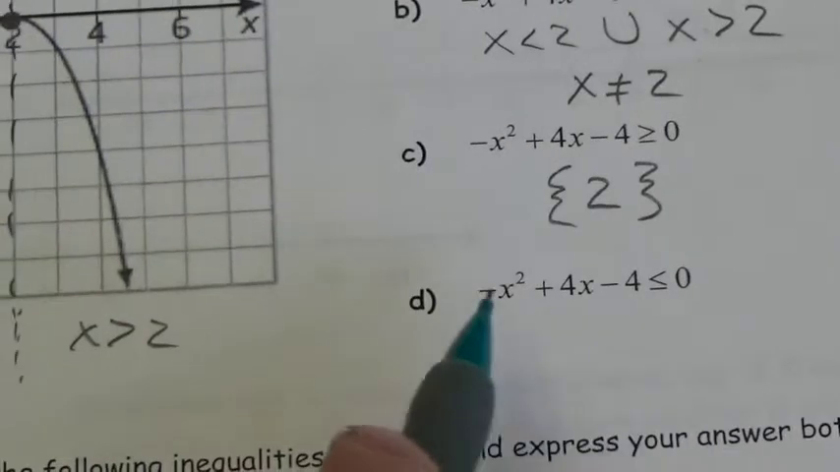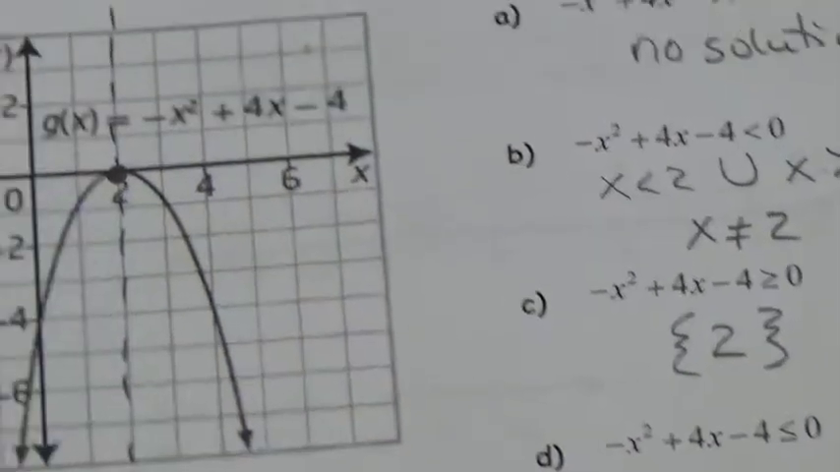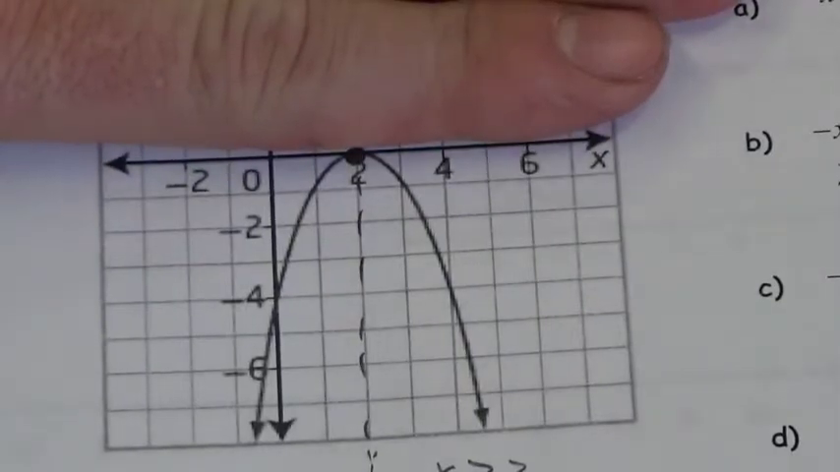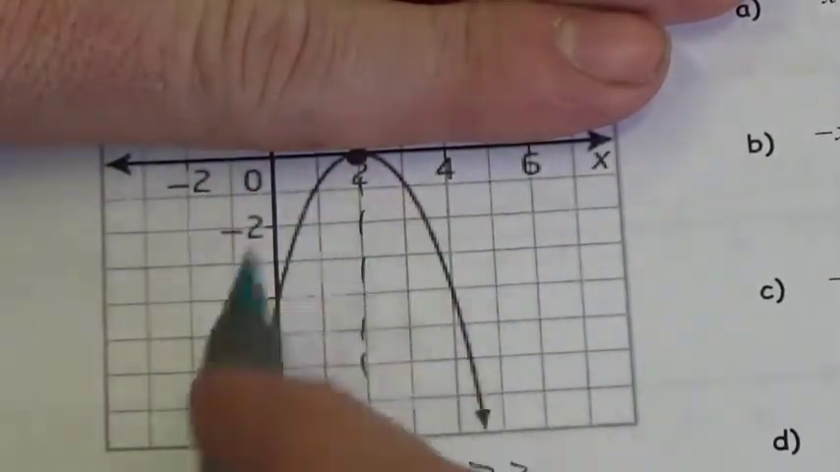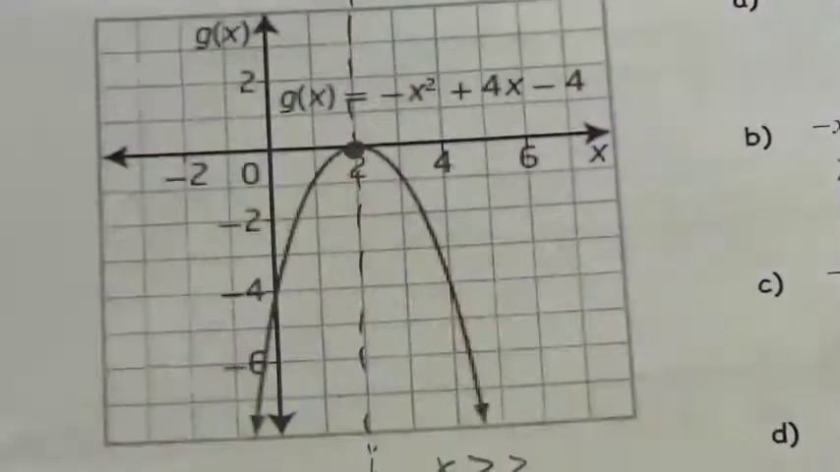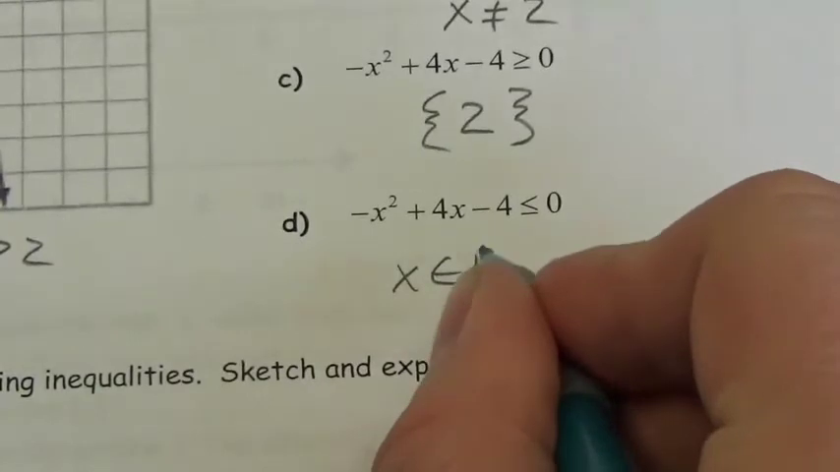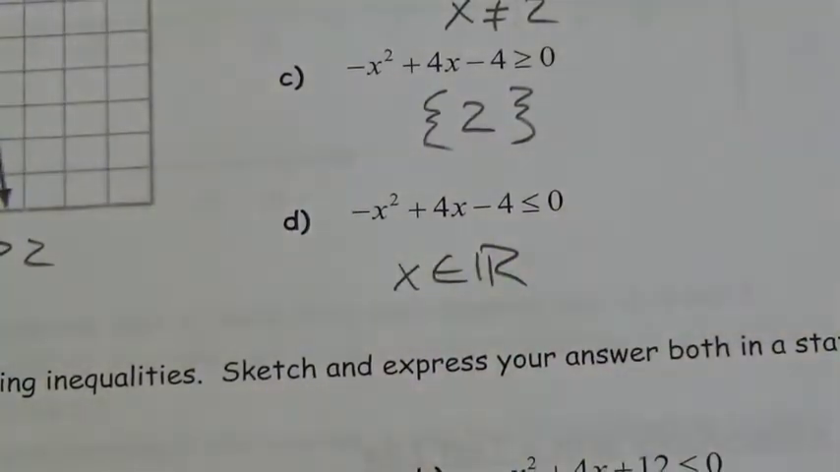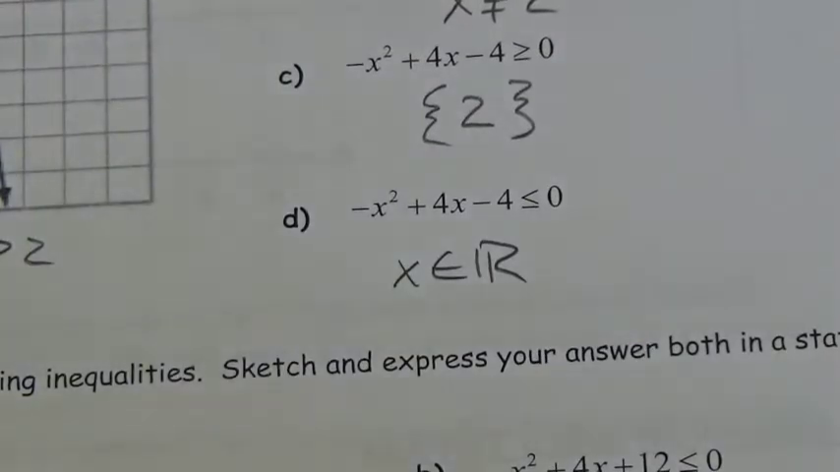Now, this last one, where is -x squared plus 4x minus 4 less than or equal to 0? Now remember, we're covering up the stuff above it, but now we're letting ourselves see the x-axis. And now I'm seeing the whole thing. And I know this extends from left to right forever, so this is actually going to be all reals. X is an element of the reals. There we go. Okay, I hope that makes sense.